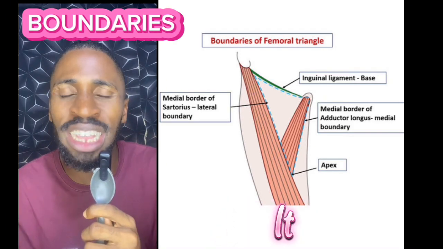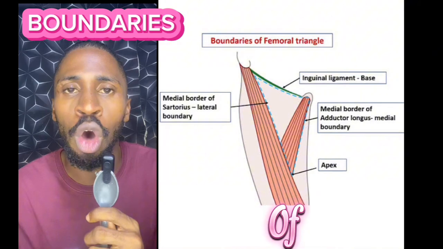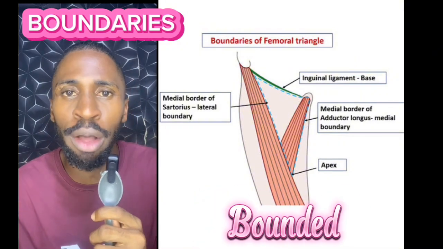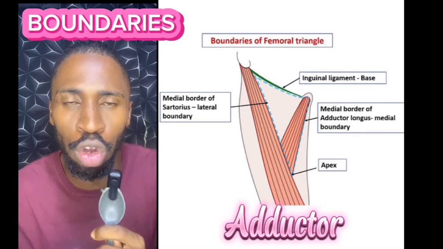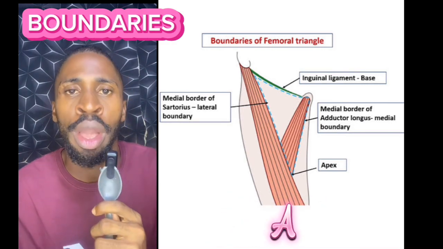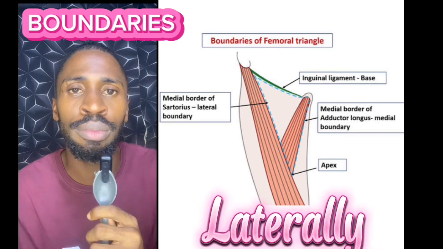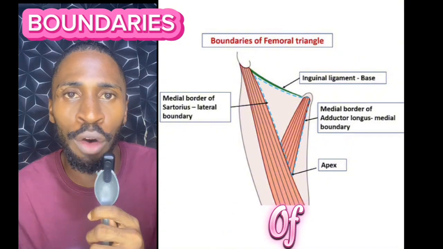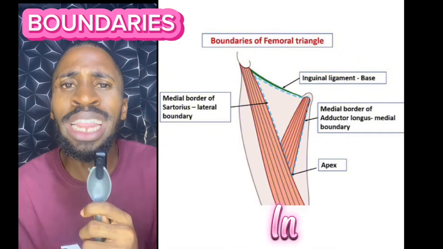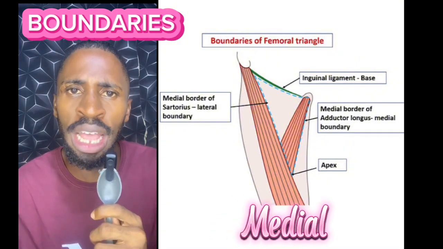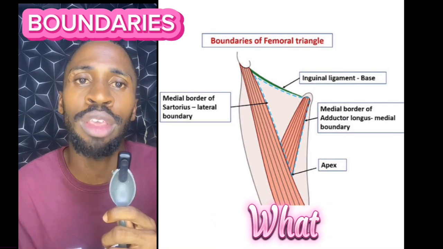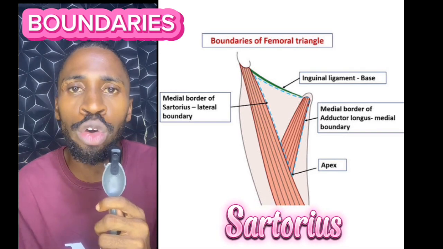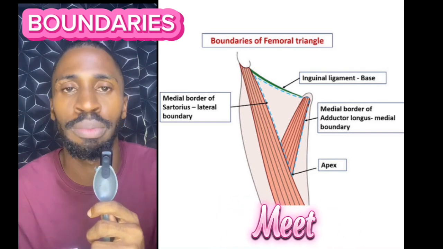In the lateral border, it is bounded by the medial border of the sartorius. Medially, it is bounded by the medial border of the adductor longus. SIA. Medial border of the sartorius laterally, superiorly inguinal ligament, and medially medial border of the adductor longus. In the apex, the meeting point of the medial border of the sartorius and the adductor longus. So the apex is just where the sartorius and the adductor longus meet.